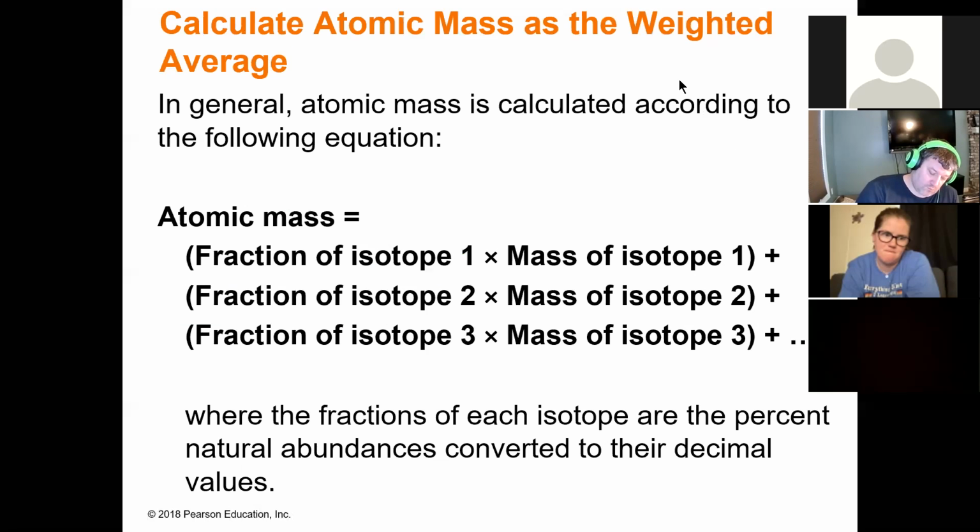This fraction of the isotope is the percentage put into a decimal form. Because what is percent? When we say the word percent, it means per 100. So we're just getting rid of that per 100 and getting it into its true decimal value by dividing it by 100.